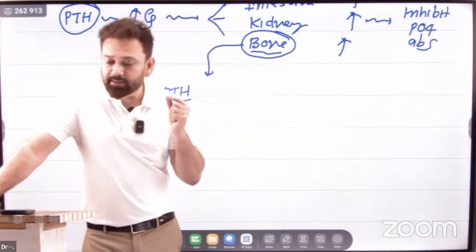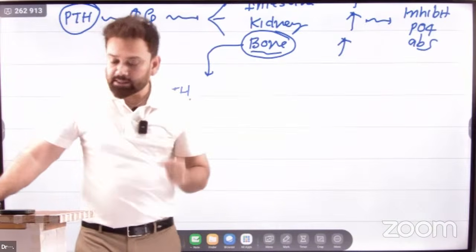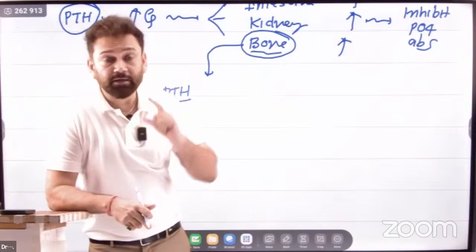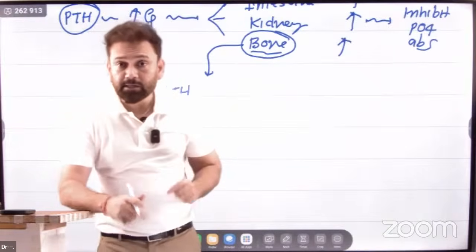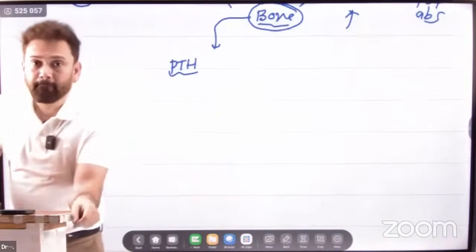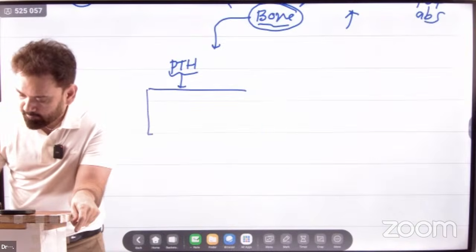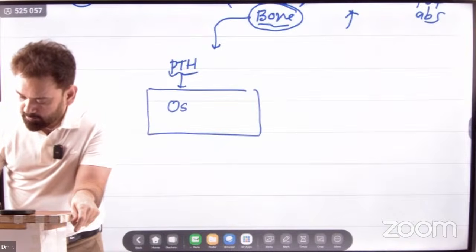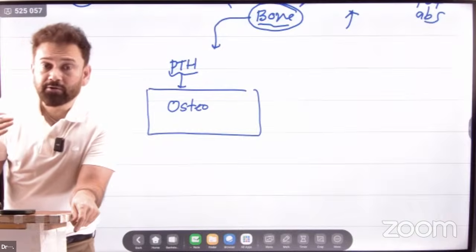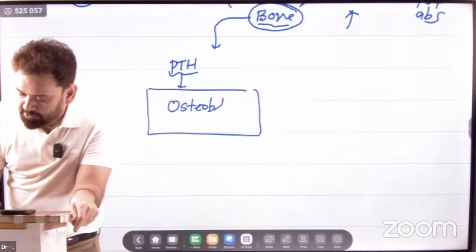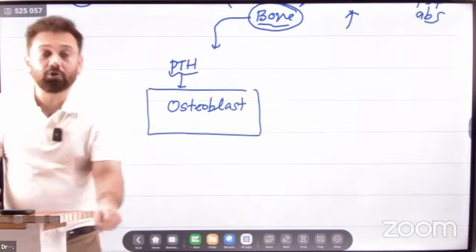osteoclast. Now you might be thinking it causes bone lysis, so receptor will be on osteoclast. But this is wrong. Receptors are not on osteoclast, but their receptors are on osteoblast. So if they ask you to write a detailed function of parathormone, then you have to write the receptor of parathormone is on osteoblast.